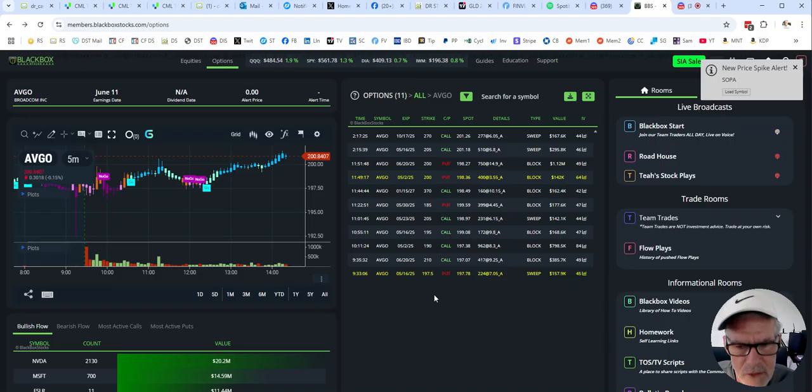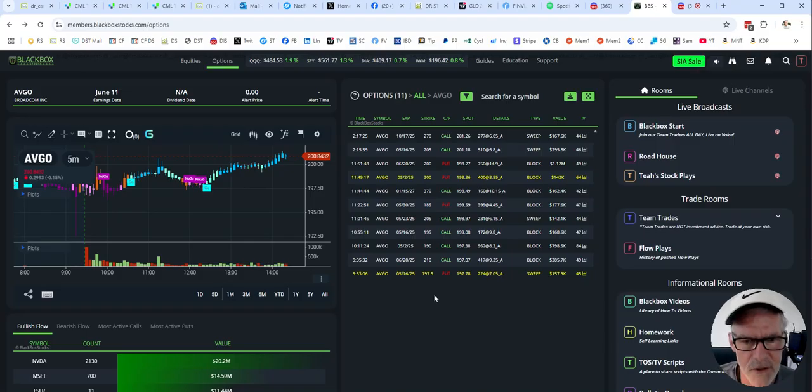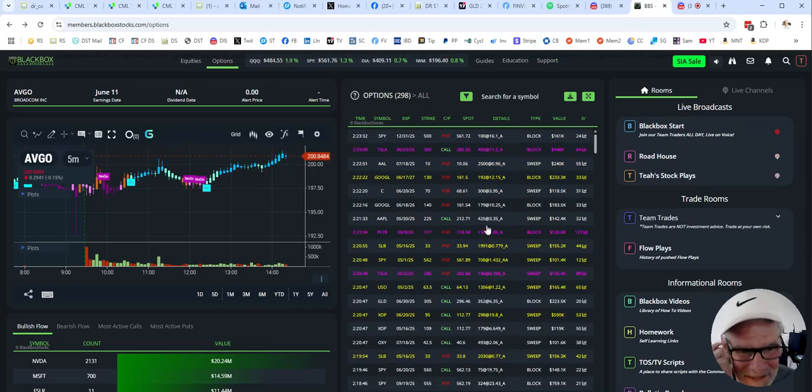And if you're interested in trading Avgo or owning Avgo, or getting into a new position or adding shares to an old position, then this is good information to have, right? Very good information to have, at least for today. The whole picture could change tomorrow. That's just how it is with options trading.